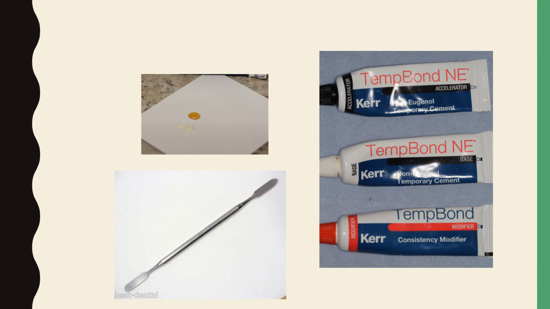If we want to weaken the cement, we would use a third tube known as modifier. For example, if we are temporarily cementing a definitive crown, say we're doing a root canal treatment underneath and we want to remove it between visits, we would use the modifier to make it easier to remove. Otherwise, even if we use the temporary cement, removing a definitive crown would be really difficult.